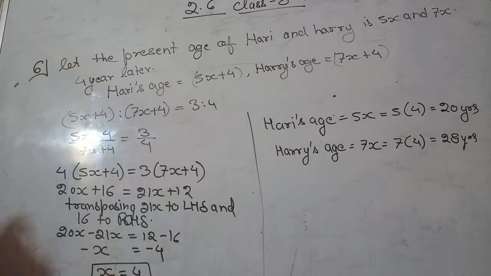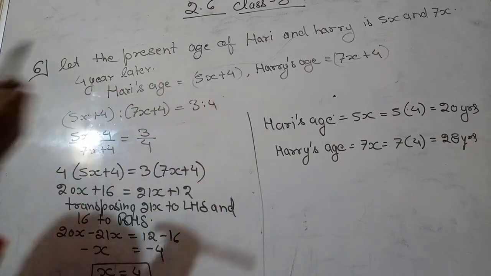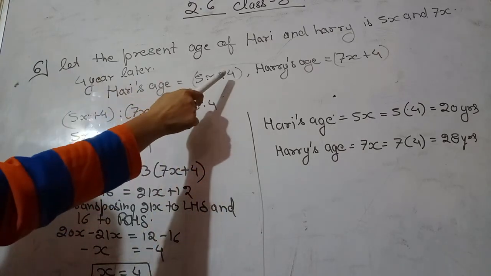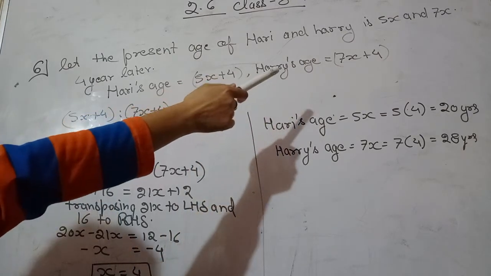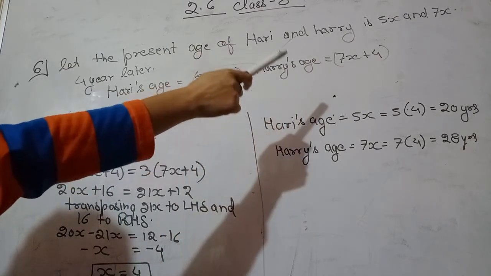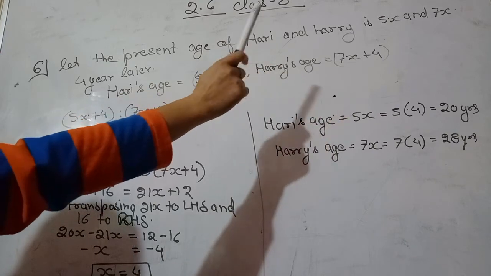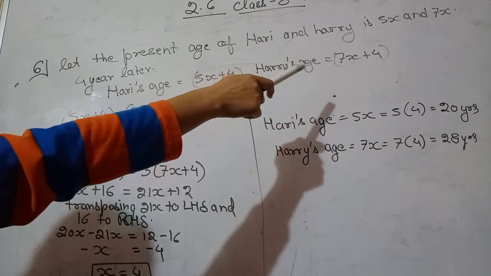Okay. Now next thing, what is given in the question? That 4 years from now, the ratio of their ages will be 3:4. Find their ages. 4 years from now, after 4 years, the age of Hari is 5x, and we have to add 4 years from now, which means 4 years later. We have to do the same thing for Harry's age. What is Harry's age? That is 7x. And 4 years from now, what is the age of Harry? That is 7x plus 4.